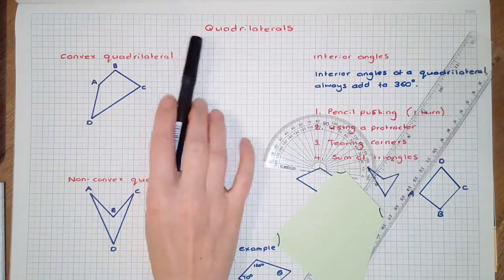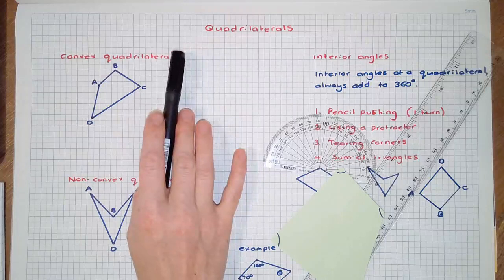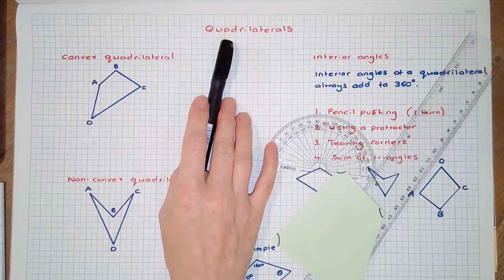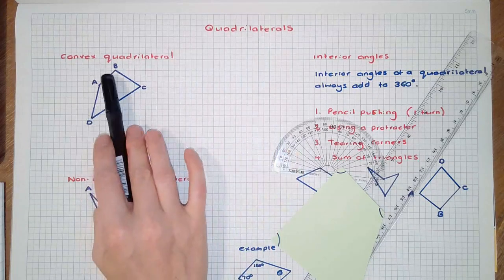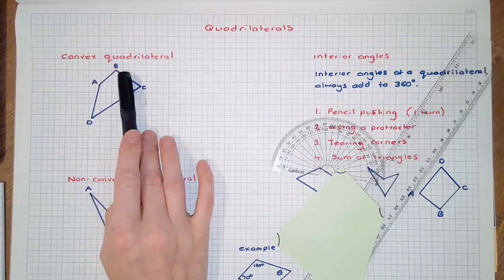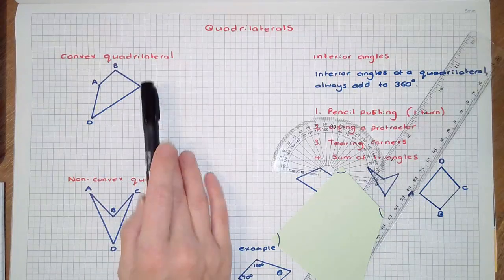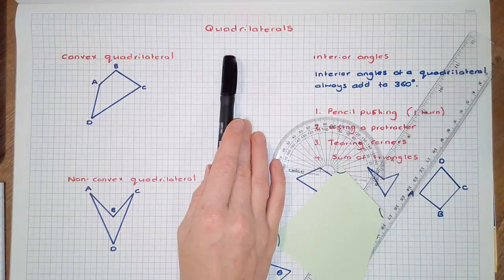In this video, we're going to have a look at quadrilaterals. Quad is Latin for four and latus is side. So a quadrilateral is defined as a plane figure bounded by four straight sides and has four vertices. Common quadrilaterals are parallelograms, rectangles, squares, rhombuses, and trapeziums.